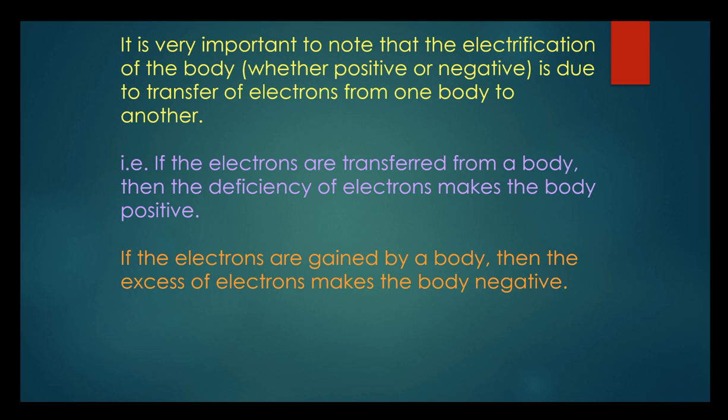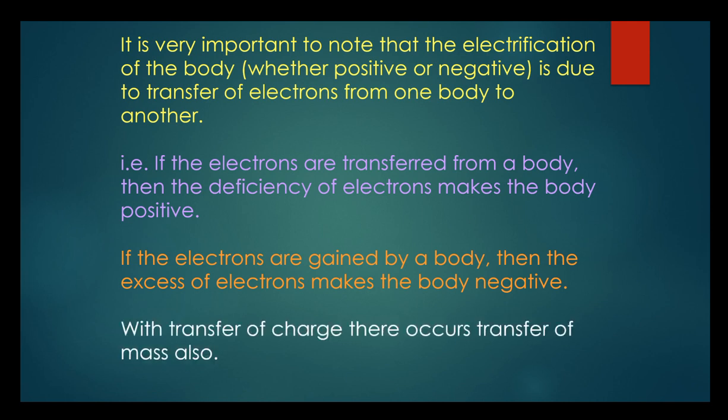But when some electrons are transferred from a body, there are fewer electrons than protons. When we have fewer electrons, protons are dominating, and hence the body becomes positively charged. So we understand that deficiency of electrons makes a body positively charged. If electrons are gained by a body, it means that the body has more electrons, so negative charge will dominate, and hence the body will get negatively charged. With transfer of charge, there occurs a transfer of mass also.